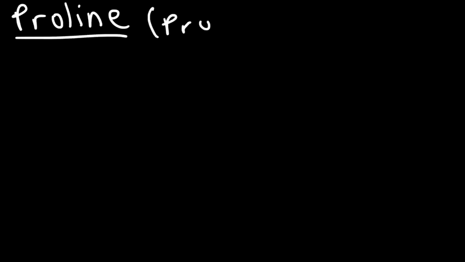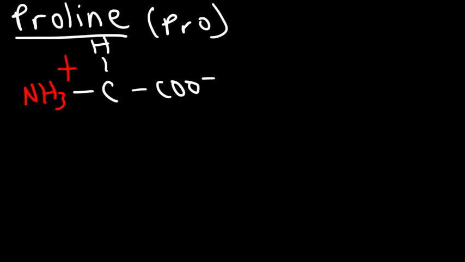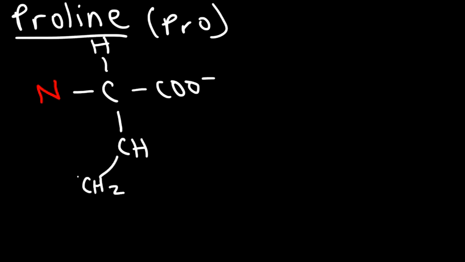Now the next amino acid that I would like to talk about is proline, abbreviation PRO. Proline is a bit different from the other amino acids. The other amino acids all have a free NH3 plus group. But in the case of proline, the nitrogen is part of the side chain. So the side chain contains a carbon atom, which is going to be a CH group, so let's write it that way. And then another CH2 group, and then another CH2 group.